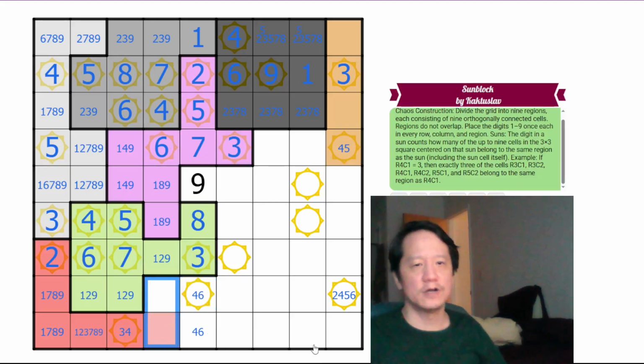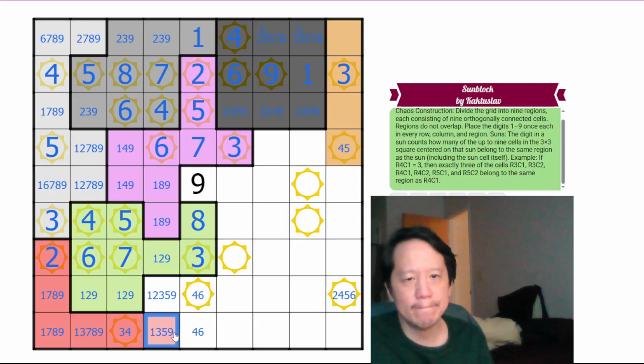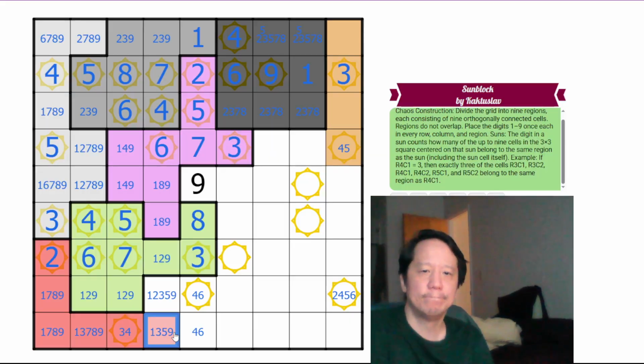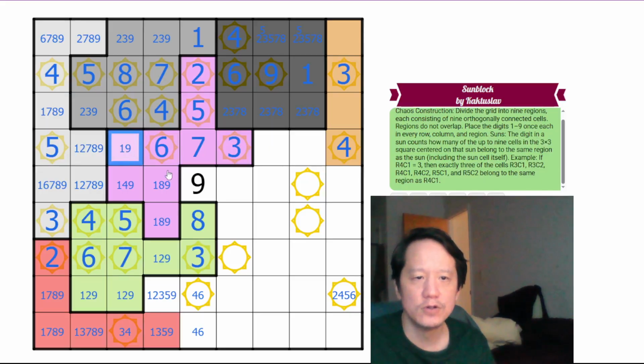Remaining digits of column 4. We don't have 4, 6, 7, or 8, so we have 1, 2, 3, 5, and 9. No 2 in the red region. This can't be 5. It must be 4, which means this can't be 4. This can't be 7 because of 7 in the row.